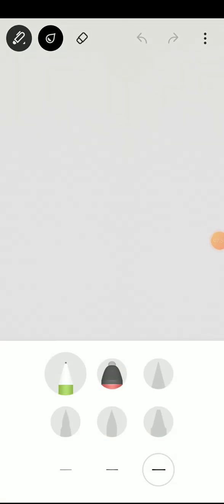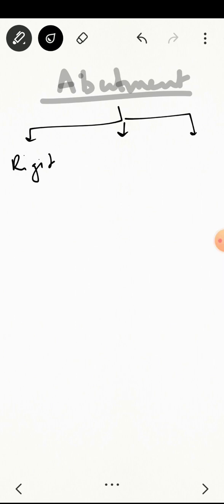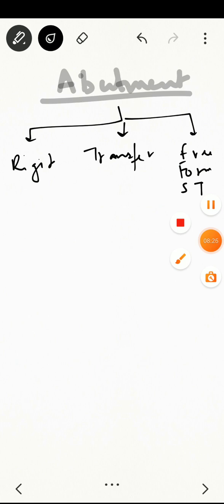So let's have a quick recap of the various abutment systems that we encounter. I'm writing about the abutment system of Ostem. We have three kinds of abutment: a rigid abutment, a transfer abutment, and a free-form ST abutment.